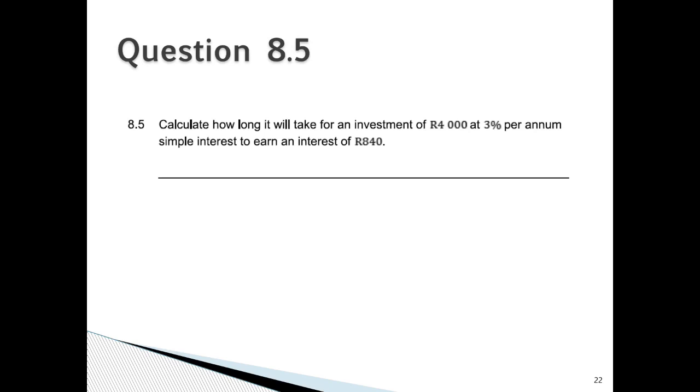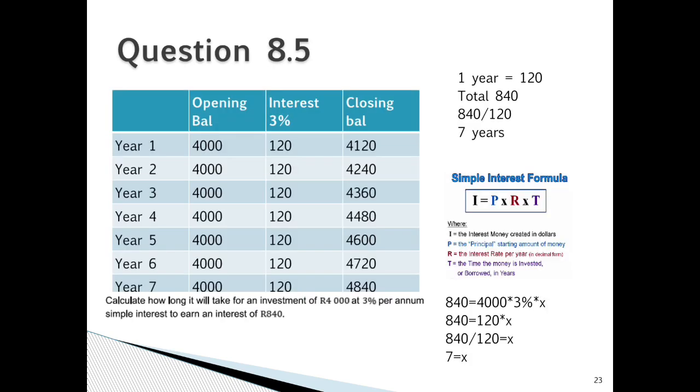Calculate how long it will take for an investment of 4,000 Rand at 3% per annum simple interest to earn an interest of 840 Rand. To calculate simple interest, there is a formula that can be used. Interest is equal to the principal times the rate times the time, where I is the interest money created, P is the principal starting amount, R is the interest rate per year in decimal form, and T is the time money is invested or borrowed in years. So here we have 1 year, which is equal to 120. The total is 840. 840 divided by 120 is equal to 7 years.